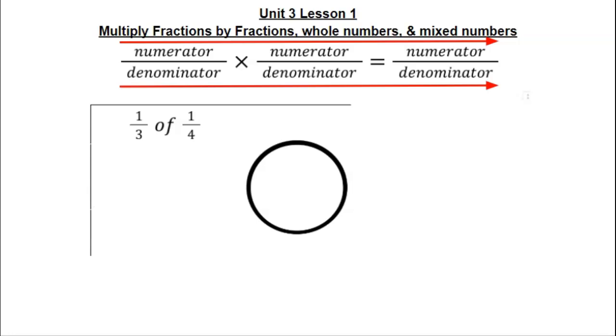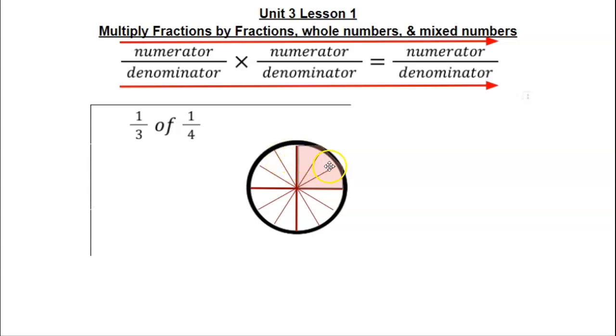Let's see what that looks like. If we have 1/3 of 1/4, first we need to find 1/4 of our circle. So we split our circle into 4 pieces, and there's 1/4. Now we need to find 1/3 of the 1/4. So we split our fourths into thirds. 1, 2, 3, 1, 2, 3, 1, 2, 3, 1, 2, 3.